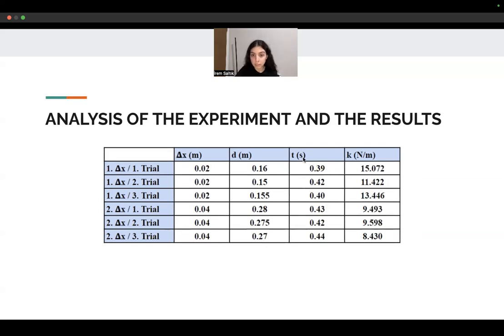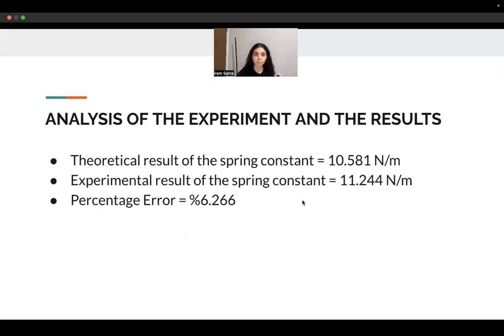Here, you can see the t time values are different because these were calculated with the stopwatch, and the spring constant values are calculated according to these values. To find the theoretical value of the spring constant, I took the average of them. I did the same thing to find the experimental result of the spring constant. And here you can see the percentage error. Due to this low percentage error, I can say that the experiment was done accurately.